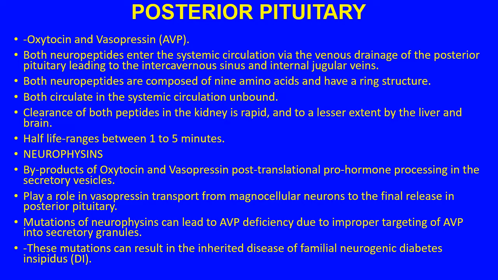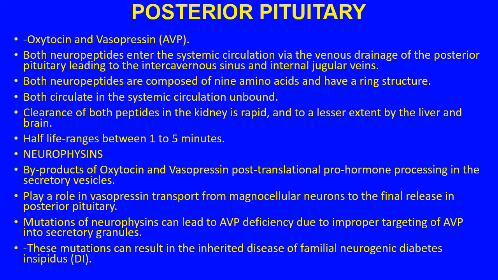Now, there's another peptide you need to be aware of. They're called neurophysins. These are byproducts of oxytocin and vasopressin. These products occur from post-translational pro-hormone processing in the secretory vesicles. As the secretory vesicles are discharged and travel down the axon into the terminal area, you're going to have some clipping of the larger pro-hormone parts. Those parts are going to be neurophysins. The interesting thing is, what do these neurophysins do?